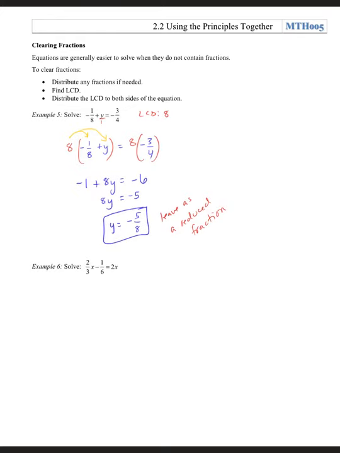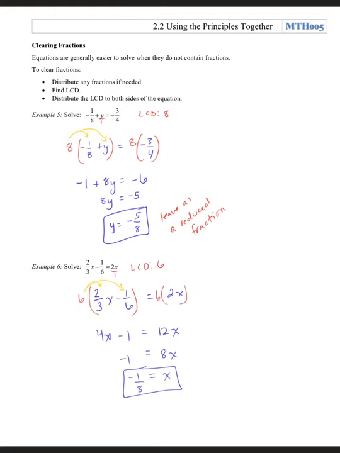Now, the next one. Actually, let's have you pause the video and I want you to try this one out. Follow the steps we did here, identify your LCD, then distribute it to both sides, and then solve it. And then I want you to make sure you check your answer. With this problem, you get an answer of negative 1/8. If you did not get that, go back and double check your steps. Again, make sure you're writing this step out right here. This is going to be what's going to help us through the problem.